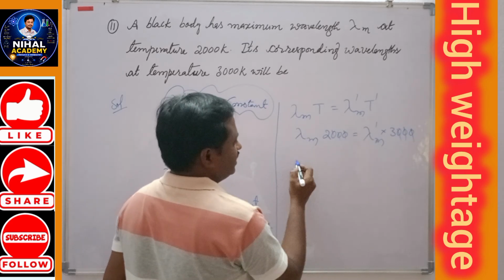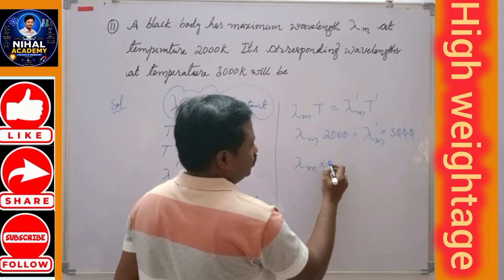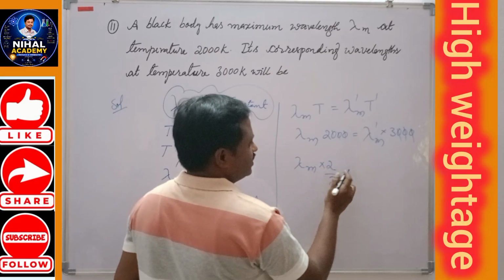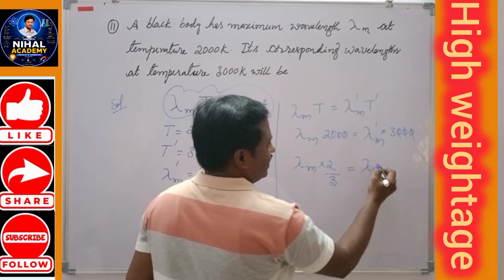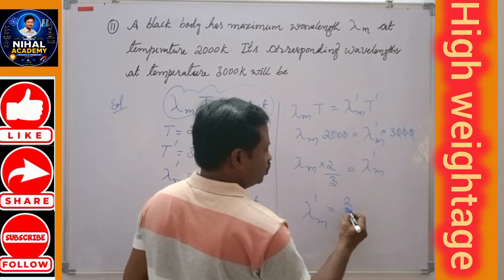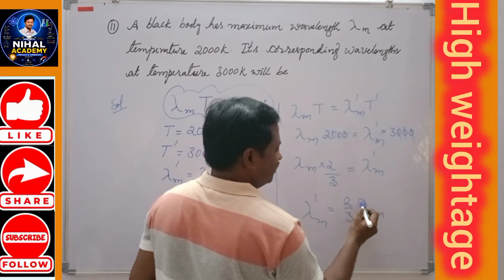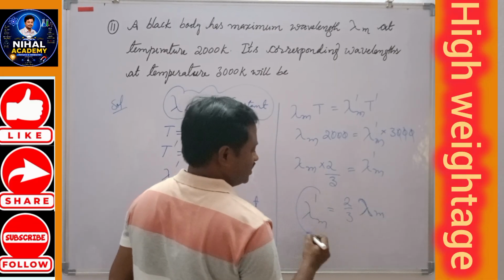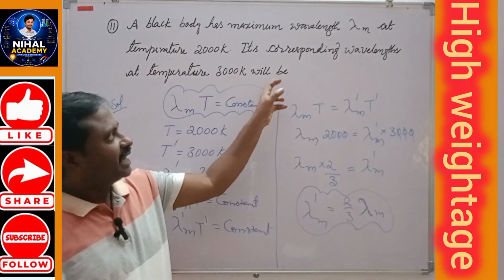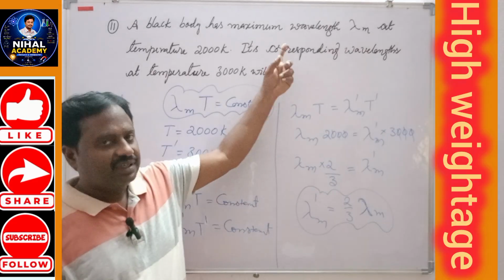So from this, lambda m into 2, this 3 we will bring to this side, then 2 by 3 is equal to lambda m dash. So lambda m dash is equal to 2 by 3 of lambda m. So in the second case, the maximum wavelength is equal to 2 by 3 times the maximum wavelength in the first case.